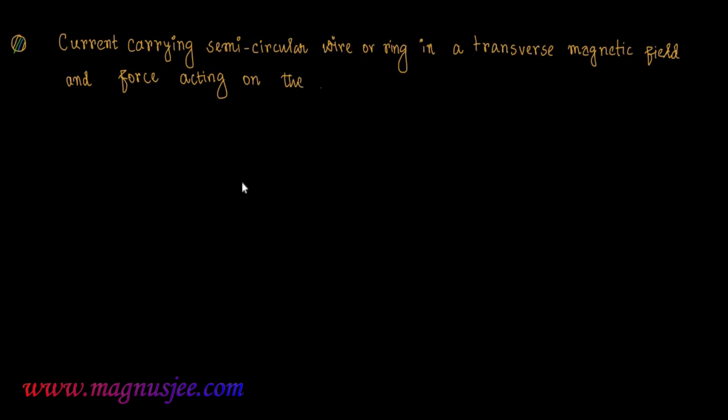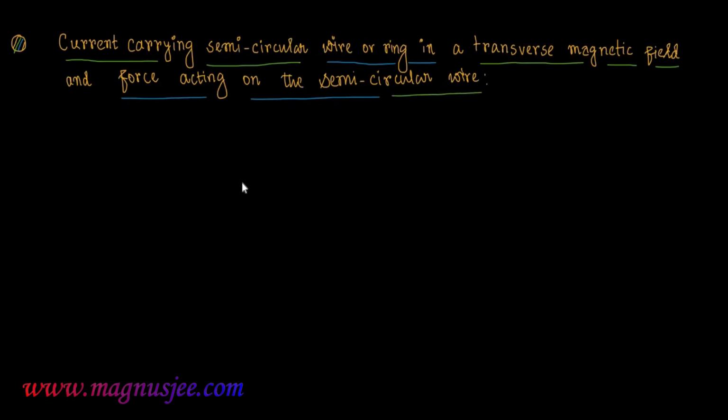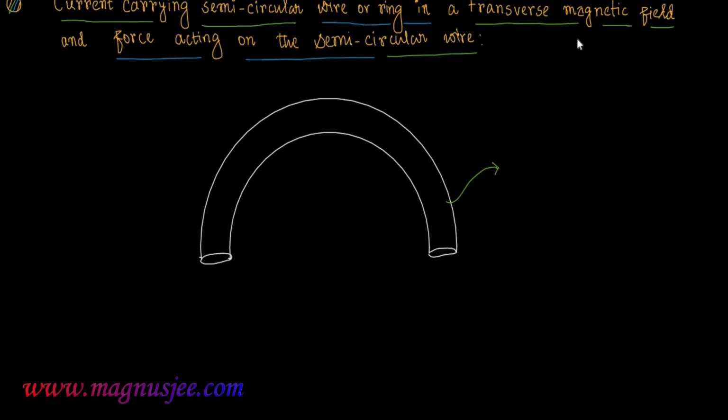Force acting on the semicircular wire. Current carrying semicircular wire or ring in a transverse magnetic field, and force acting on the semicircular wire. This is a semicircular wire or ring carrying a current I.